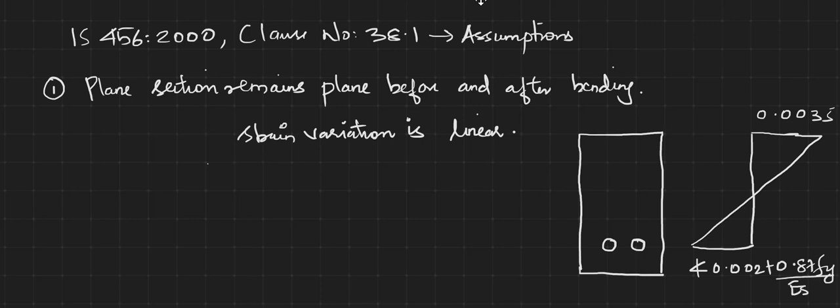I will tell you why it's not less than 0.002 plus 0.87 Fy by Es when you study the different types of sections. For the time being, please understand the first assumption, that is, the plane section remains plane before and after bending, meaning the strain variation is linear. That is the first assumption in your limit state of collapse flexure.